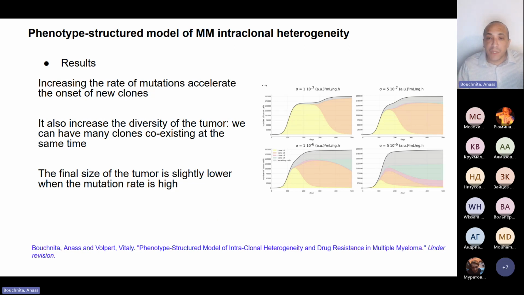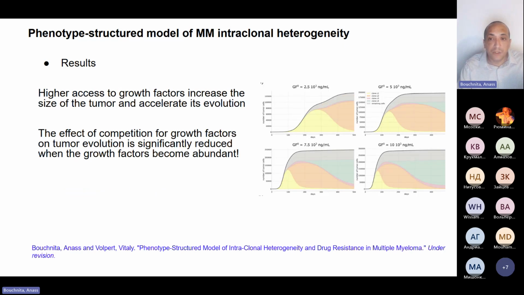So what happened is that when we increase this rate of mutation, then the diversity of the tumor also increases, which means that we can have different clones in the same tumor. And also the final size of the tumor decreases slightly, but not very much. So that was the first result that we noticed.